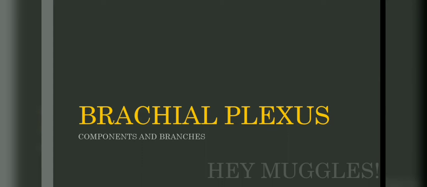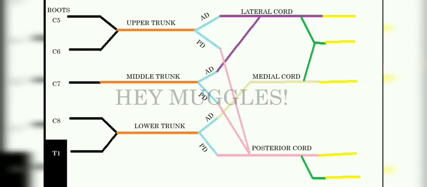Brachial means something related to your arm, and plexus is a network of your vessels or nerves. So, brachial plexus here means a network of nerves that is related to your arm. Brachial plexus is basically a network of nerves that is formed by anterior rami of your lower four cervical and your first thoracic spinal nerve.